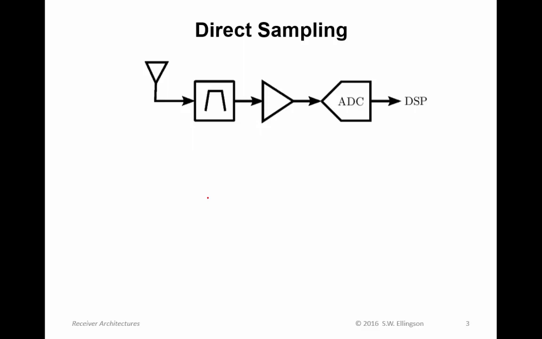So first, direct sampling. Direct sampling architecture is very simple. We have an antenna, we have some pre-selection or selectivity, we have an amplifier, that's the gain, that 50 to 110 dB that we typically require, and then the digitizer. And the rest is done in DSP.